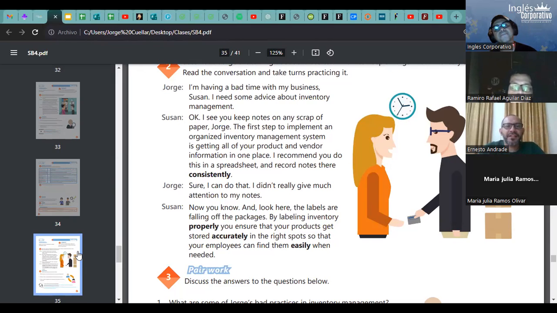Go ahead. Teacher, in the first paragraph that talked about Susan, for example, in the last line, I recommend you do this in a spreadsheet. Spreadsheet? What's the name? A spreadsheet. It's like Excel. Excel, okay, the software. That is a spreadsheet. Good. Thank you, teacher. You're welcome.